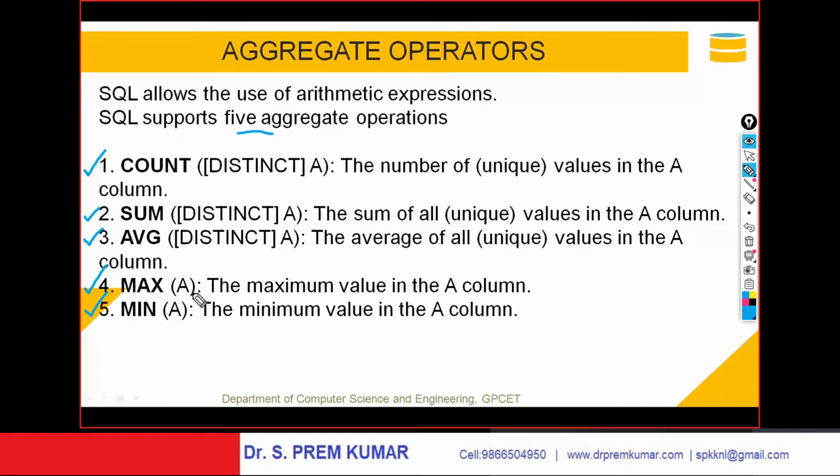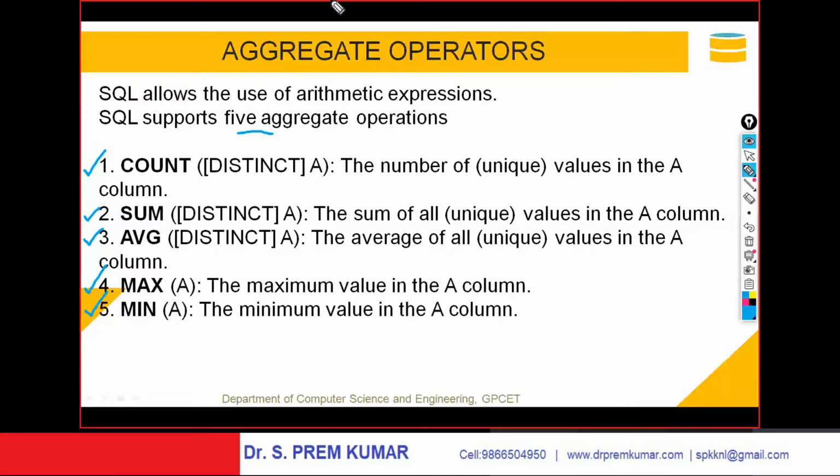Max of A is nothing but the maximum value in that column. The maximum value available in that column is nothing but max of A. Min of A, the minimum value available in the column, is nothing but the min of A. Dear students, please try to memorize these functions.